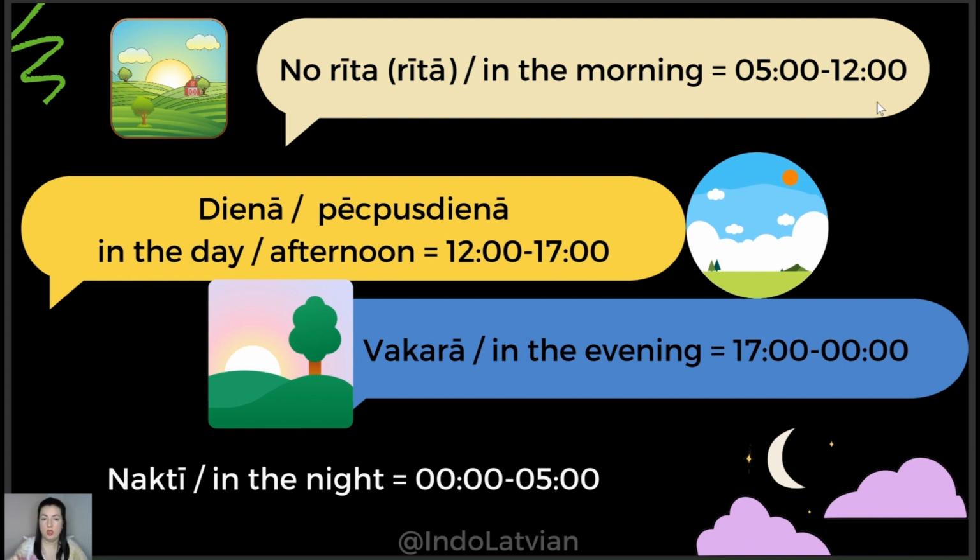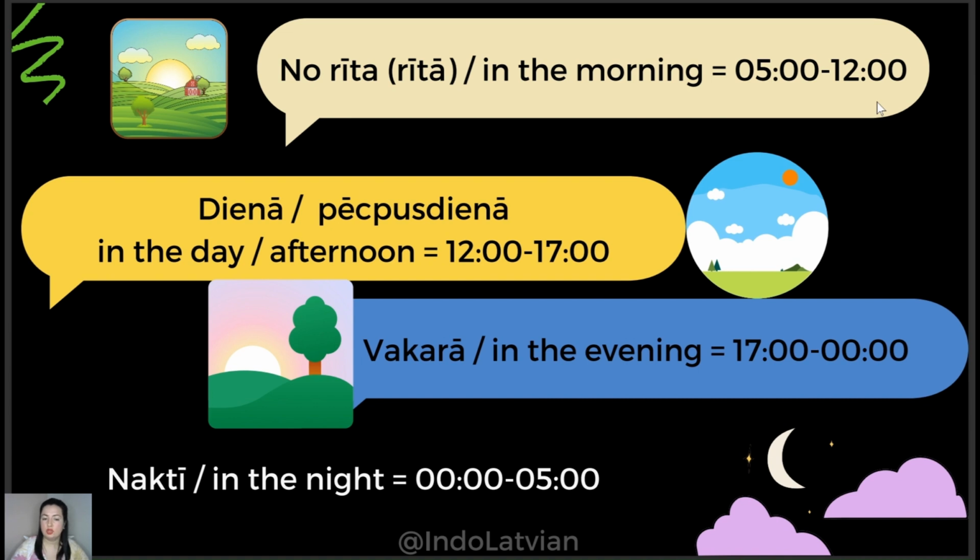And if you want to use a bit more difficult format, I will show you what other words you need to learn. So here are those examples and approximate time intervals. So in the morning, no rīta or rītā. In Latvia, we are using time from 4 or 5 a.m. till 12. If you want to speak about a day or afternoon, you would use the time between 12 and 5 or 12 and 17, and you would call this time diena in the day or pēcpusdienā, afternoon.